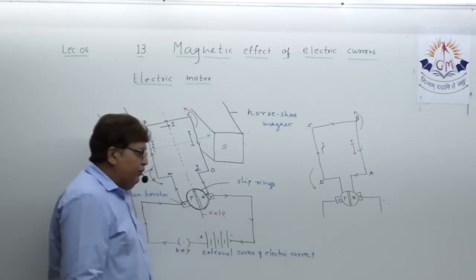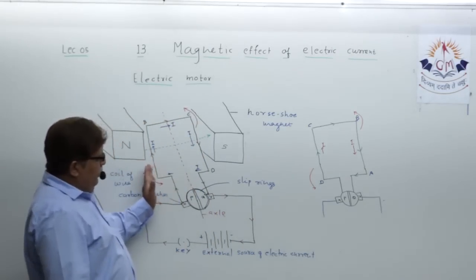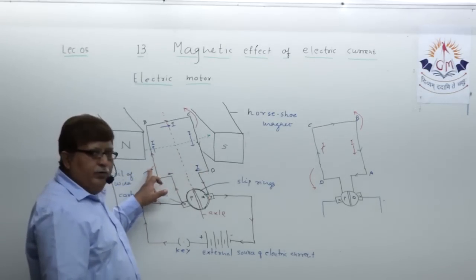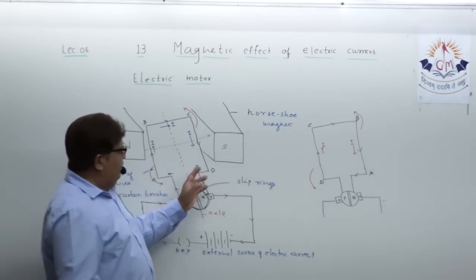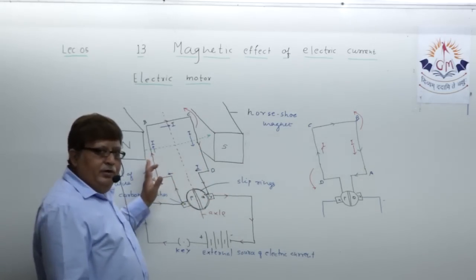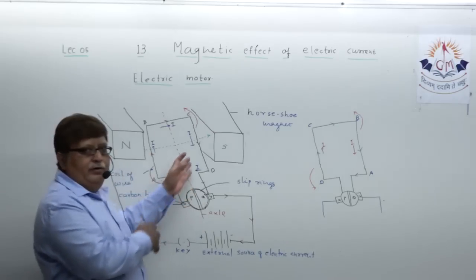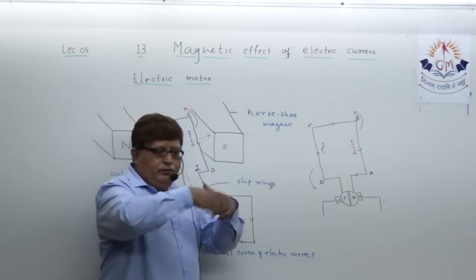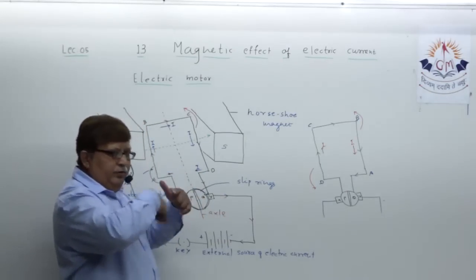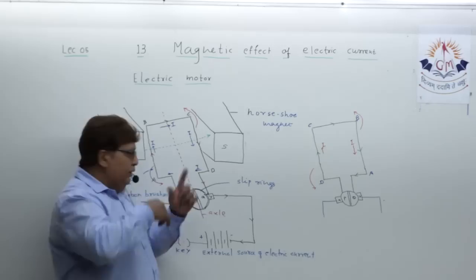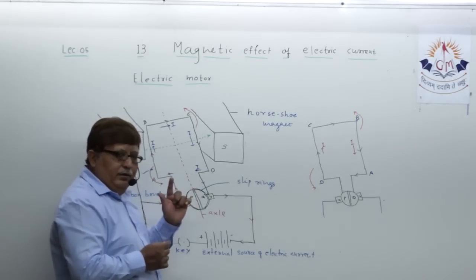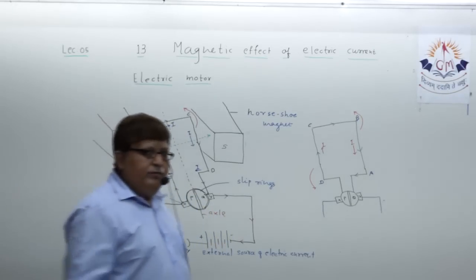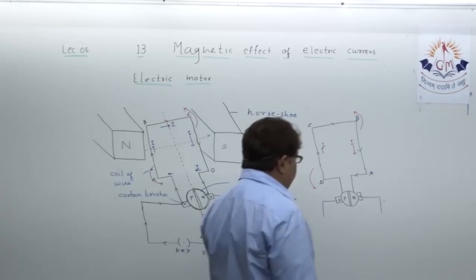So what happens, dear student? Half rotation, AB in place of CD, CD in place of AB. Again half rotation, CD in original place, AB in original place. Again half rotation. So constant circulation, constant rotation of the coil is realized. Understood? This is actually simply the working of an electric motor. You understood this?